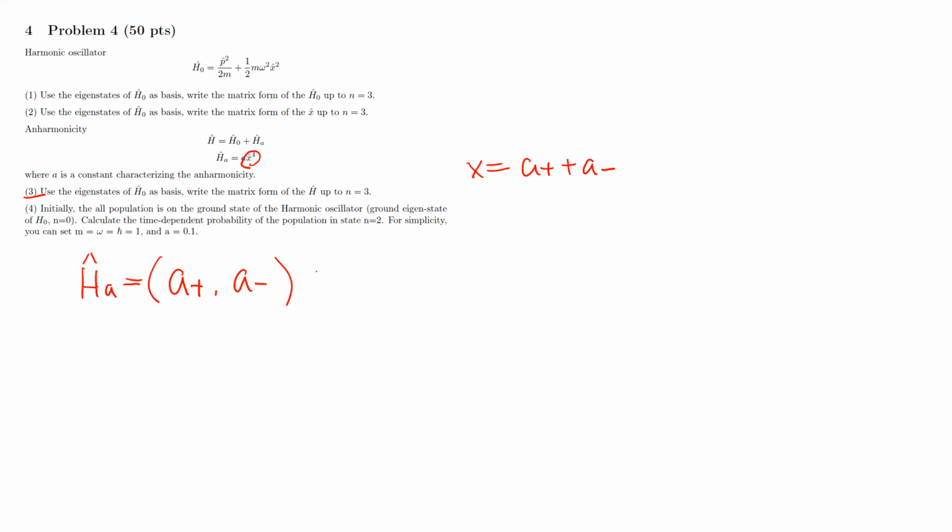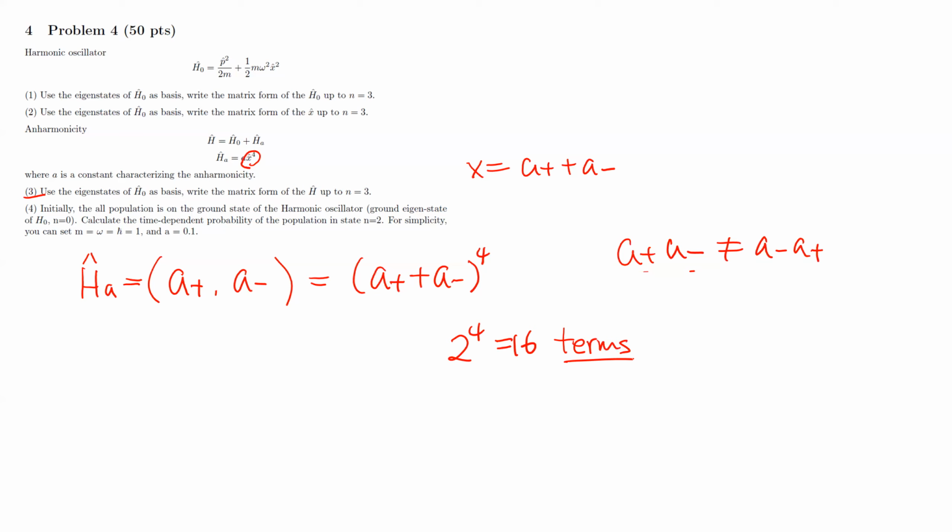So this one should be equal to (a plus plus a minus) to the power 4, let's ignore all the constants here. When you do that, you need to expand all the terms, and make sure that a plus a minus is not equal to a minus a plus. So you cannot just change the orders. So how many terms? I think this should be 2 to the 4 terms, that is 16 terms. Let's double check that. Yes, we should have 16 terms because we cannot combine any terms, different orders contribute to different terms.